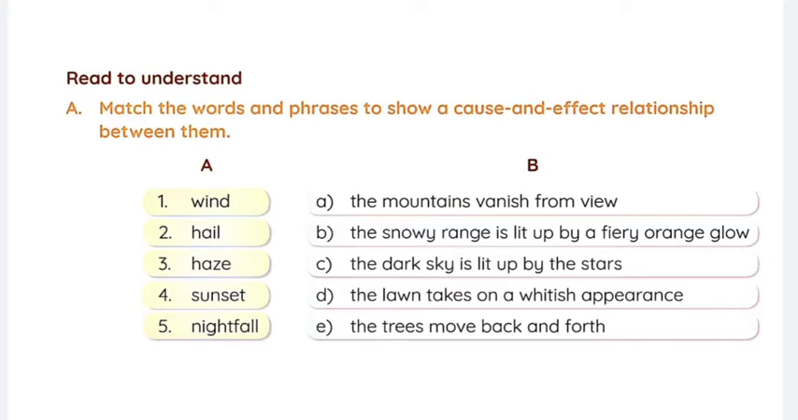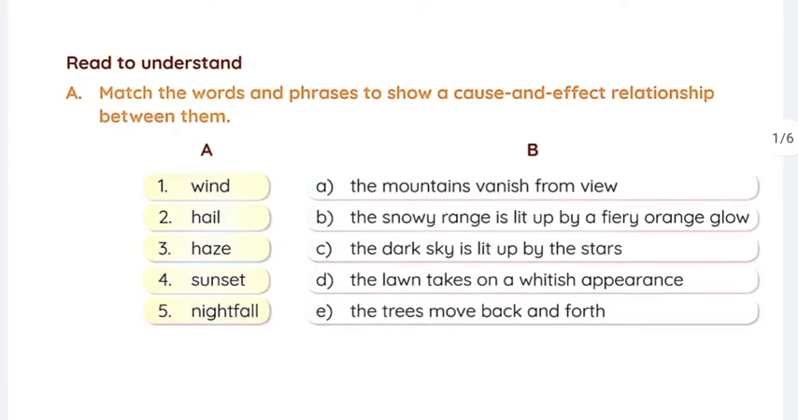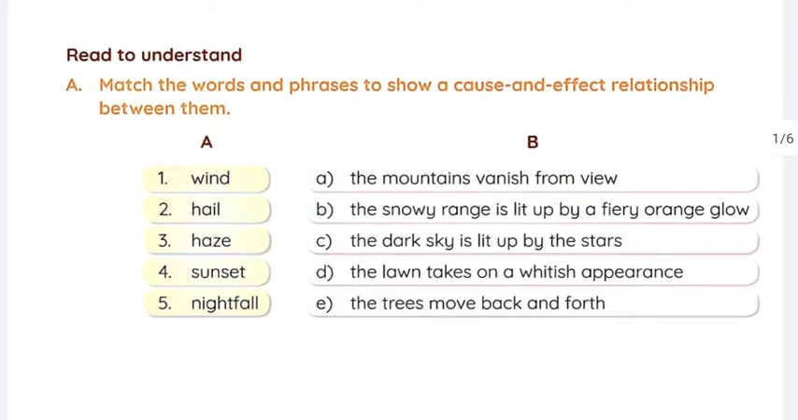So here we have a cause and effect, isn't it children? Words and phrases, cause and effect. Here we have to match them. So here we have five words: wind, hail, haze, sunset, nightfall, and the effects are: the mountains vanish from view, the snowy range is lit up by a fiery orange glow, the dark sky is lit up by the stars, the lawn takes on a whitish appearance, the trees move back and forth. So children, here we have to understand the meaning of the particular words. Then we can easily match the causes and the consequences.